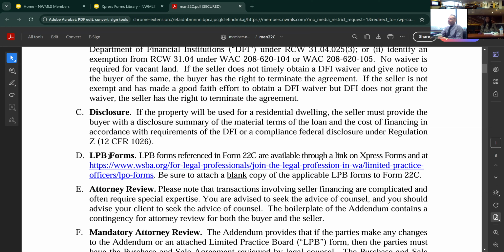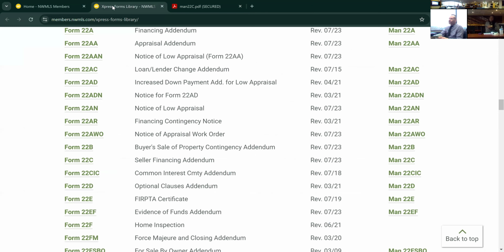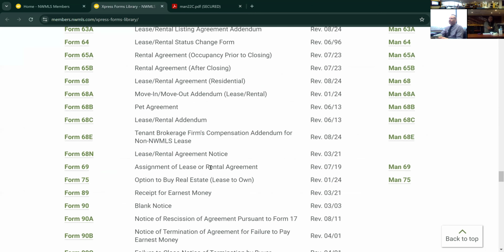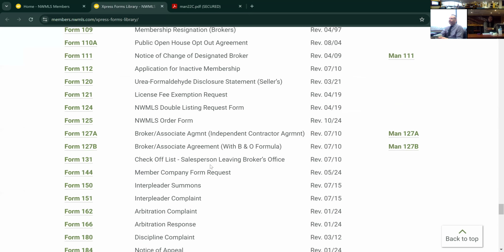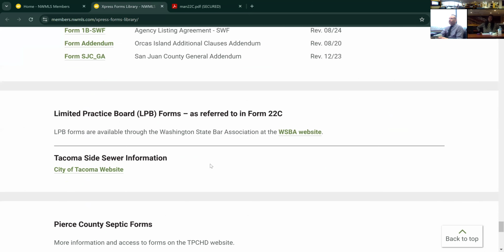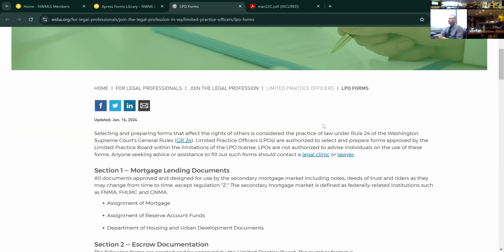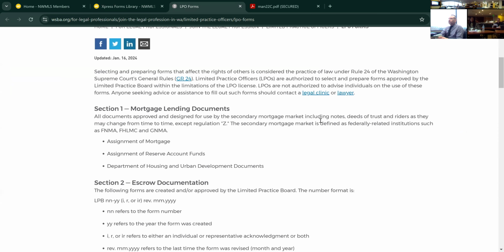LPB forms. So LPB forms referenced in Form 22C are available through a link on Express Forms. So it says it's available on Express Forms. Let's go see if they put it at the top or bottom. There's a section. Let's see. Right here. Oh, it's at the bottom.